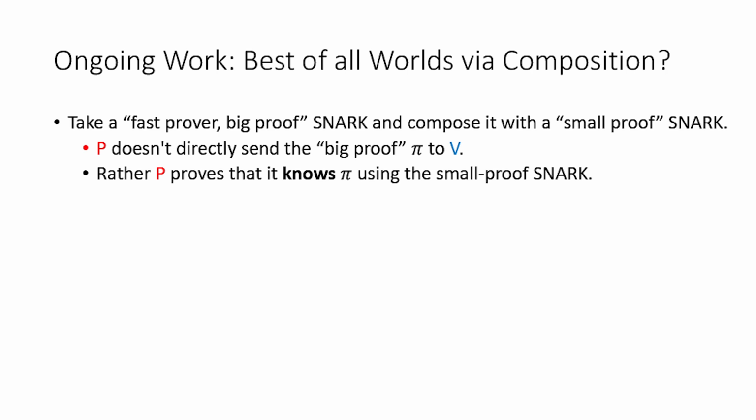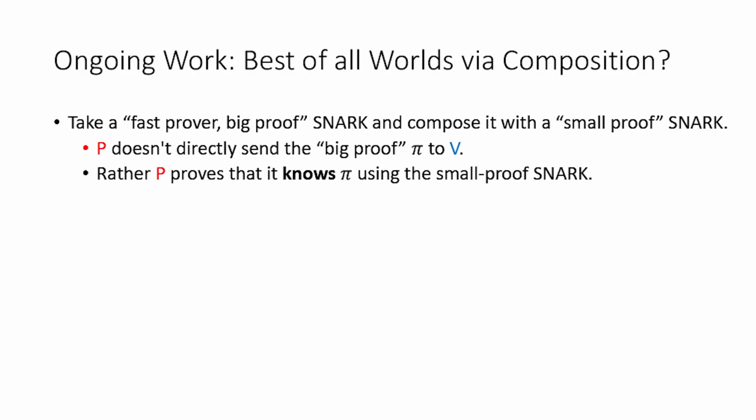So what this means is the prover, in its own head, is going to use the fast prover snark to compute a proof, but it's going to be a pretty big proof. It's not going to want to send that proof to the verifier. Instead, it's going to use the small proof snark to prove that it knows the big proof, and send that proof to the verifier. So that proof is small and can be verified quickly.